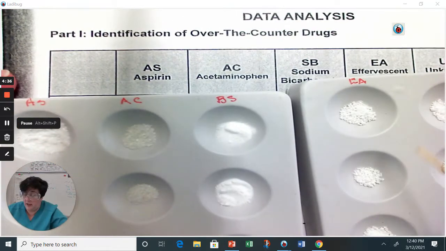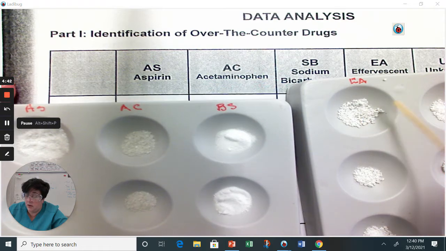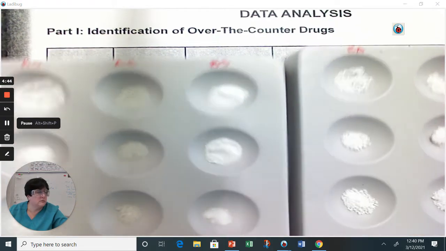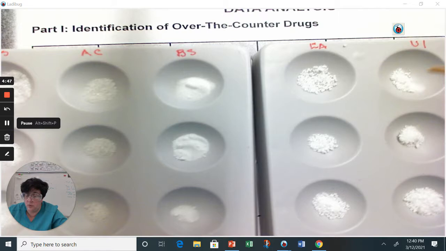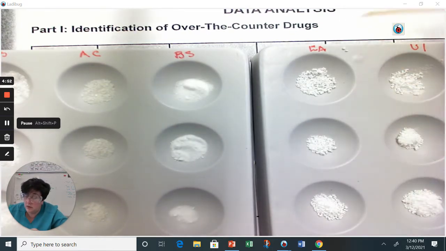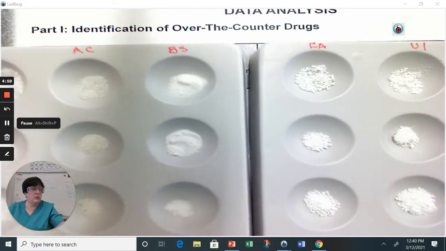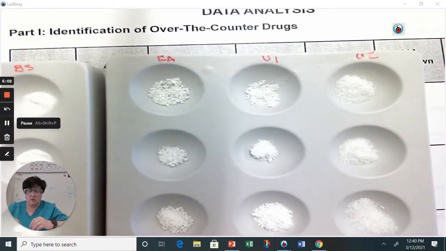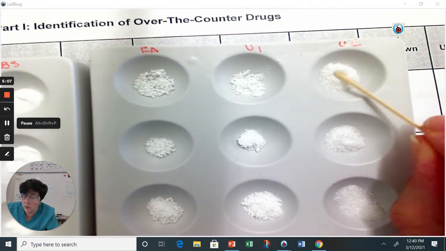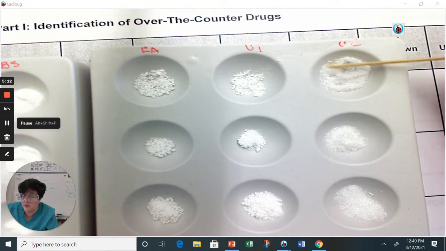Let's go to the effervescent acid. This is kind of chunky. Okay? It looks like little tiny harder balls of material. And here's unknown 1. It also looks a little chunky. If I hit it just right, it falls out of or pops out of the well. And then unknown 2. Change my toothpick here, spread it around for you. I actually have a lot of unknown 2 in the well. I probably should take this out. This well is not very big.